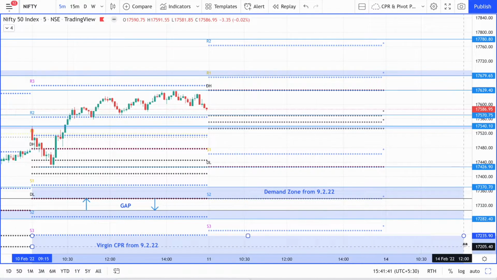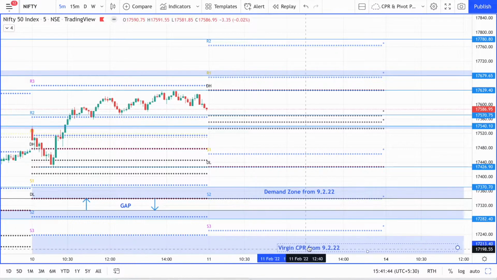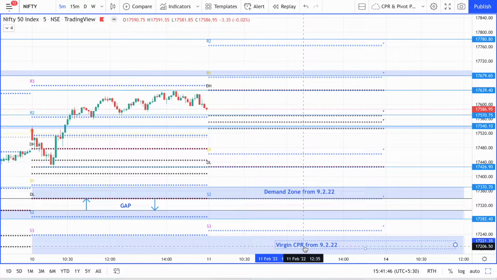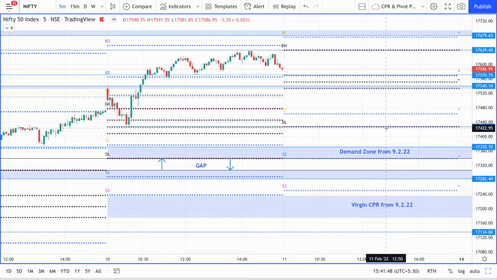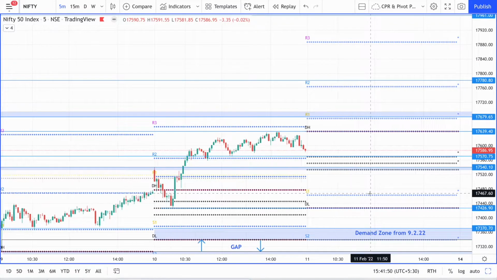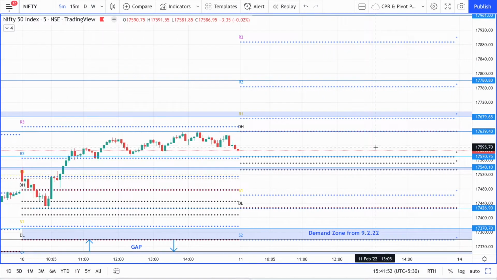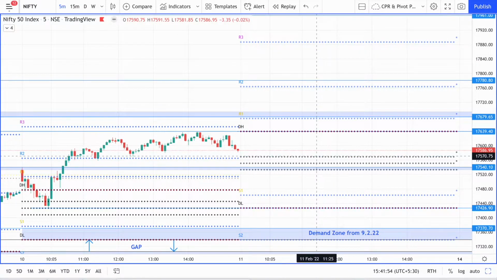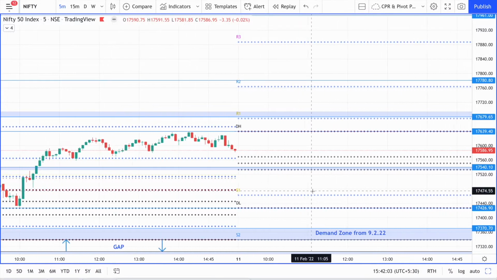So we will just extend all these. Let's extend the Virgin CPR for the 9th of February also. We'll just mark it that way. And that is how you should be marking these levels. Now this level can be deleted. It doesn't make sense to have it on the charts. Yeah, I think that should be all. These are the levels that are most important for tomorrow.